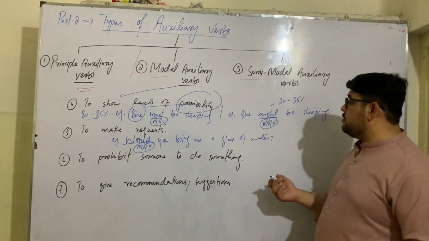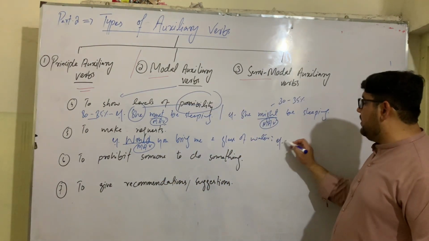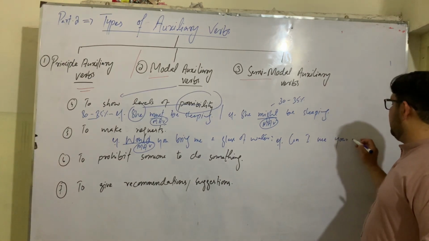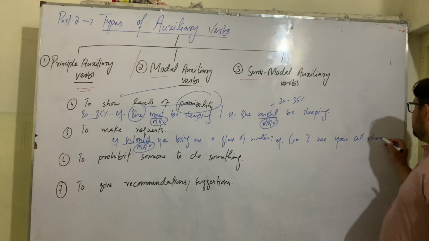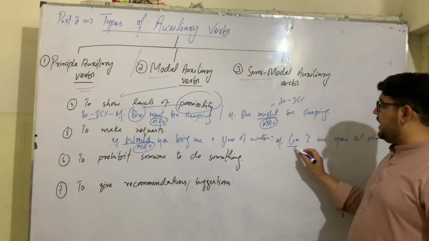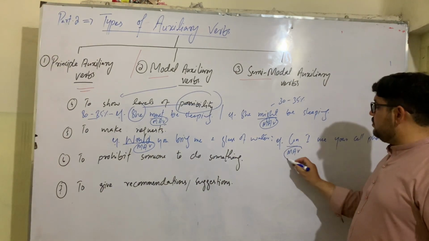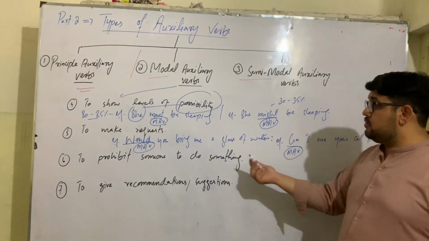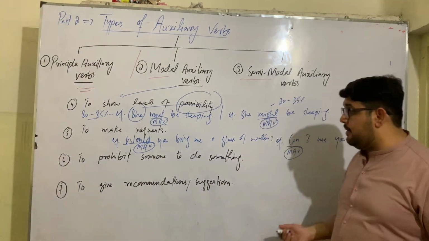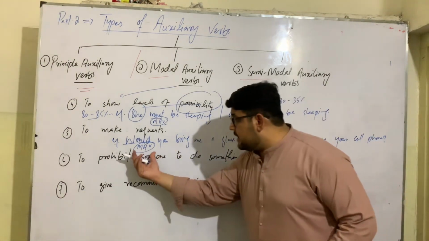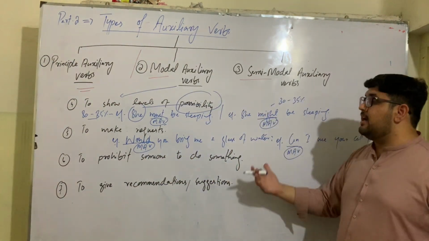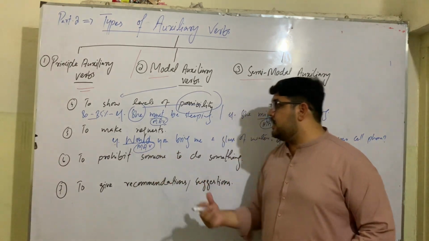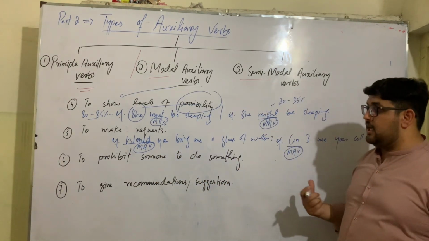And it can also be used to make an informal request, for example, can I use your cell phone? So can I use your cell phone? Can is a modal auxiliary verb and it is used to make an informal request in this example. So different modal auxiliary verbs show different ways of requests, a formal way of making a request and an informal way of making a request.